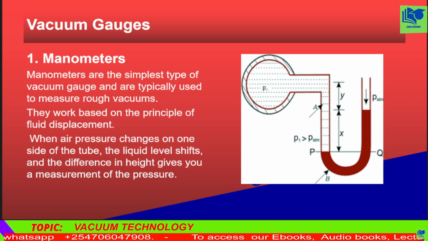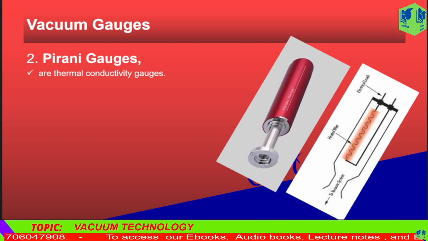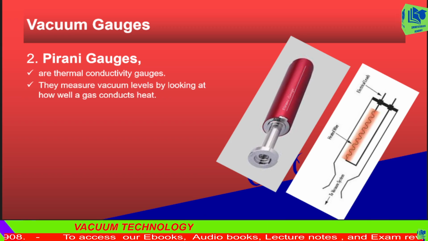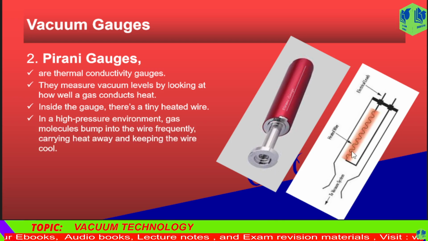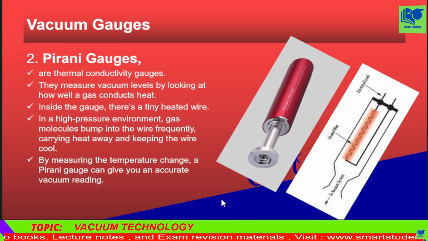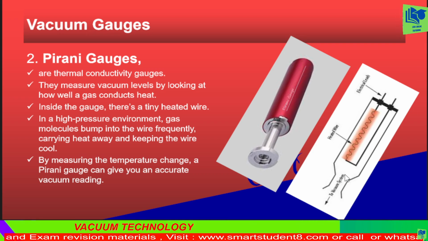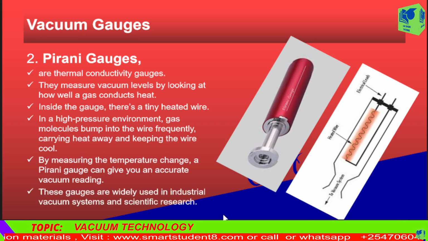Pirani gauges, on the other hand, are thermal conductivity gauges. They measure vacuum levels by looking at how well a gas conducts heat. Inside the gauge, there's a tiny heated wire. In a high-pressure environment, gas molecules bump into the wire frequently, carrying heat away and keeping the wire cool. But as the vacuum level increases and fewer gas molecules remain, the wire retains more heat. By measuring the temperature change, a Pirani gauge can give you an accurate vacuum reading. These gauges are widely used in industrial vacuum systems and scientific research.